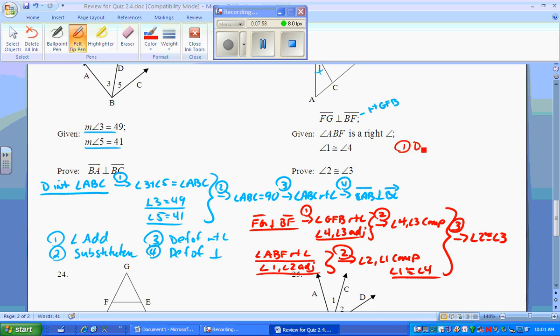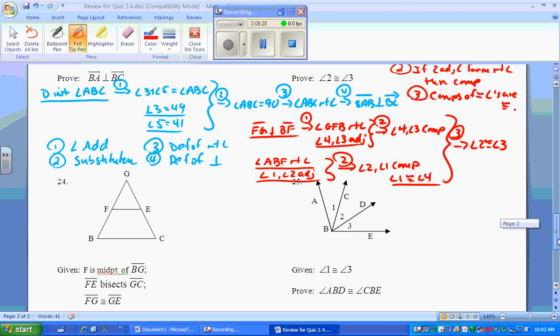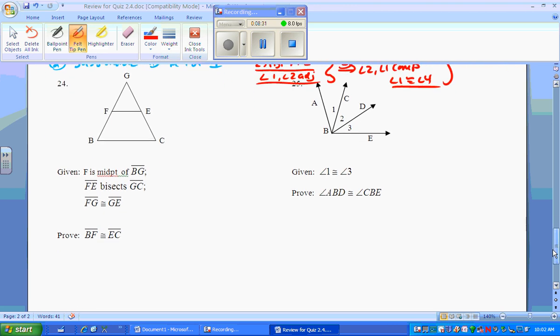Reason 1, we have definition of perpendicular. Reason 2, we have if two adjacent angles form a right angle, then complementary. And 3, we got complements of congruent angles are congruent. And we're done with the second proof. So there's going to be one on the complement and supplement idea that you will have to do on your own. So hopefully that is better understanding for you.